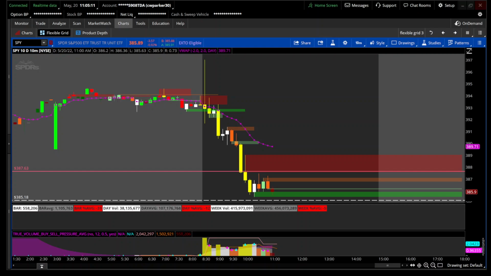Hey traders, Parker here with another indicator, actually an update to the updated version of the irregular bodies indicator.